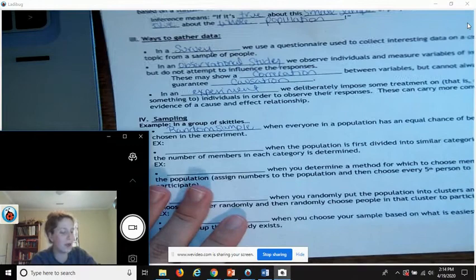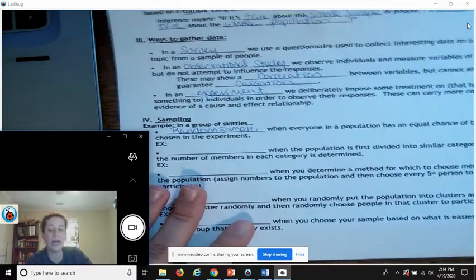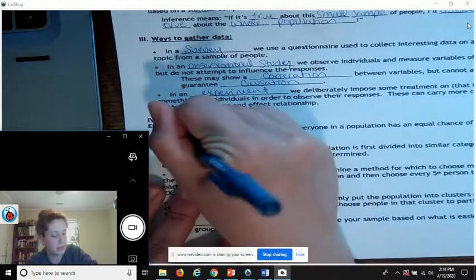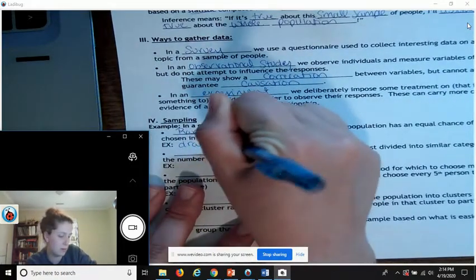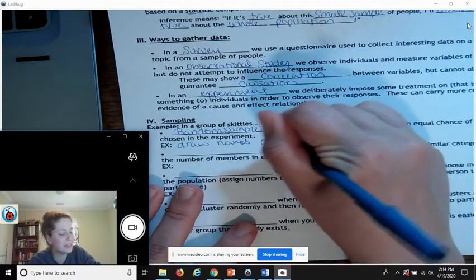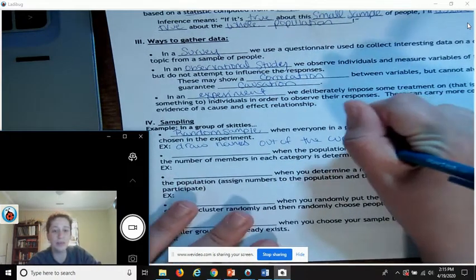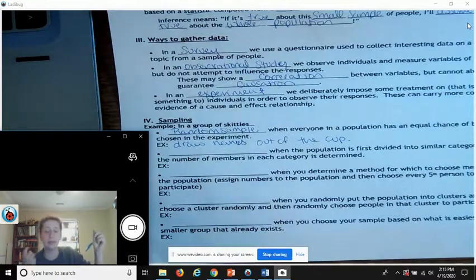So random sampling is when everyone in a population has an equal chance of being chosen in an experiment. So for example, when I drew your names back when we were in the classroom out of the cup at school, each of your names was in the cup. It was only in there one time. I drew it randomly. So that's a random sample. Everybody had an equal chance of being drawn.